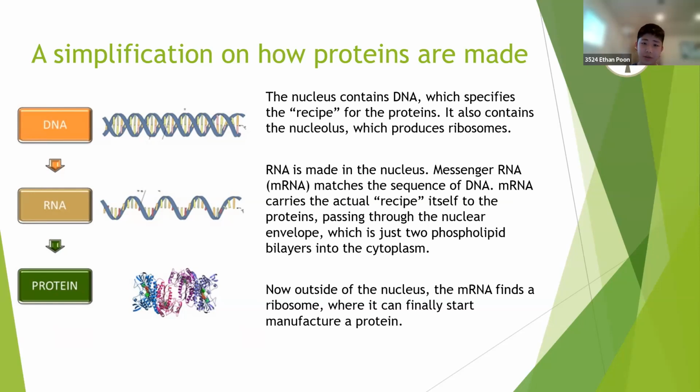All right, so mRNA is the actual recipe itself for the proteins, and it passes through the nuclear envelope, which is basically just two phospholipid bilayers, and it goes into the cytoplasm. And now outside of the nucleus, the mRNA finds a ribosome where it can attach, and it can finally start to manufacture a protein. As for where these ribosomes are, some of them are just floating around in the cytoplasm, though some of them are attached to the endoplasmic reticulum, which is a stupid long name, and it basically helps to manufacture proteins.